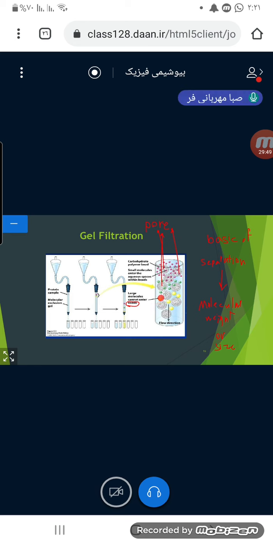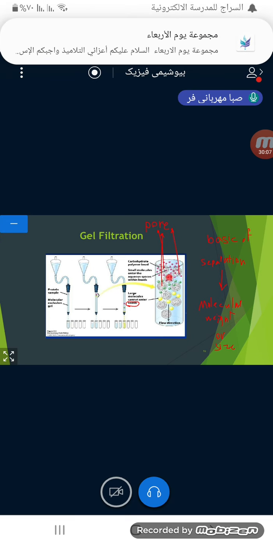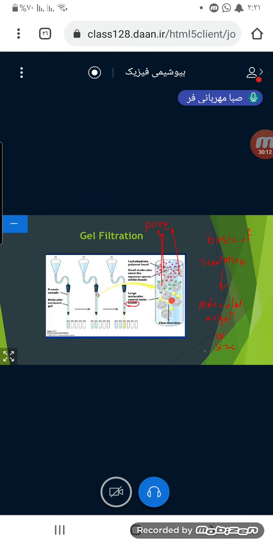The molecules that are big cannot go into the beads. So they go straight in their direction until they come out of the column. But small molecules enter the spaces of the beads and they come out late. The big ones come out earlier because they cannot go into the beads.